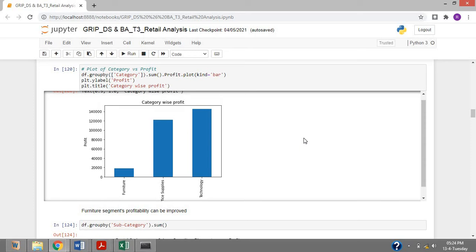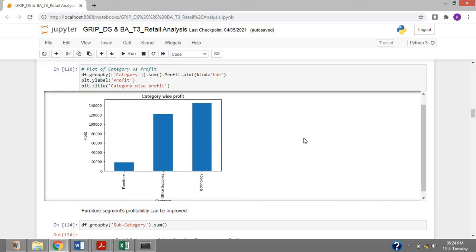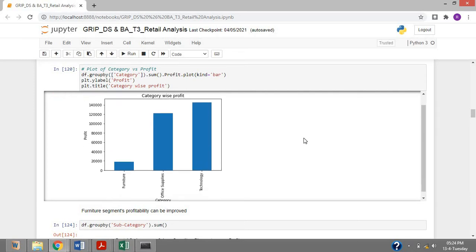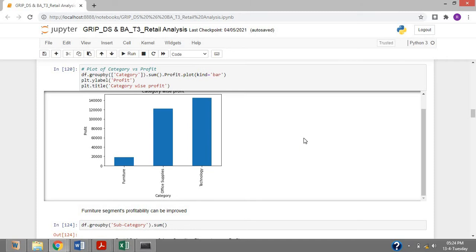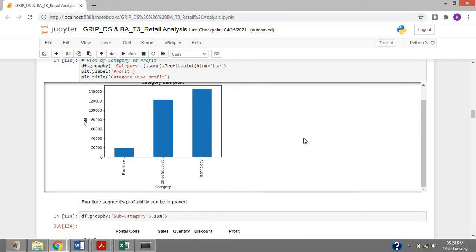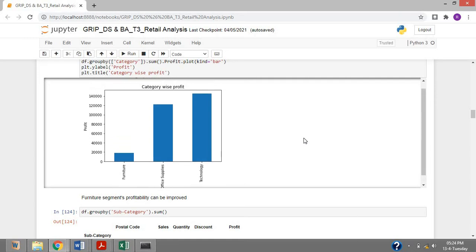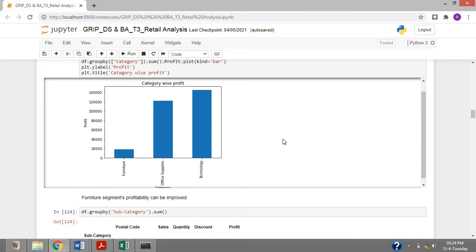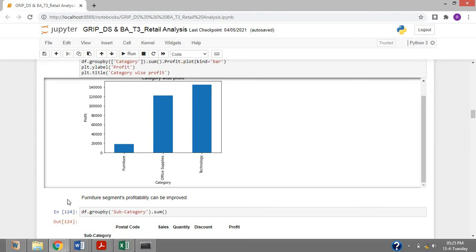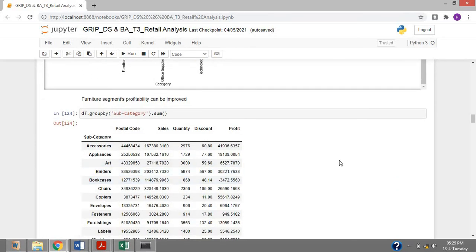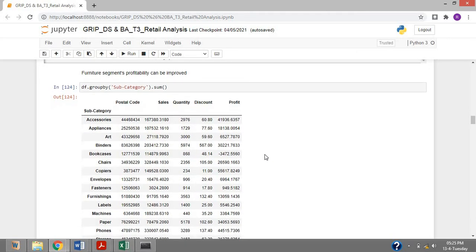has a higher share in the profit, followed by office supplies, and furniture is relatively much lower compared to the other two categories. So this category actually needs more focus so that the overall profit can be increased. So next we group by the data frame using subcategory.